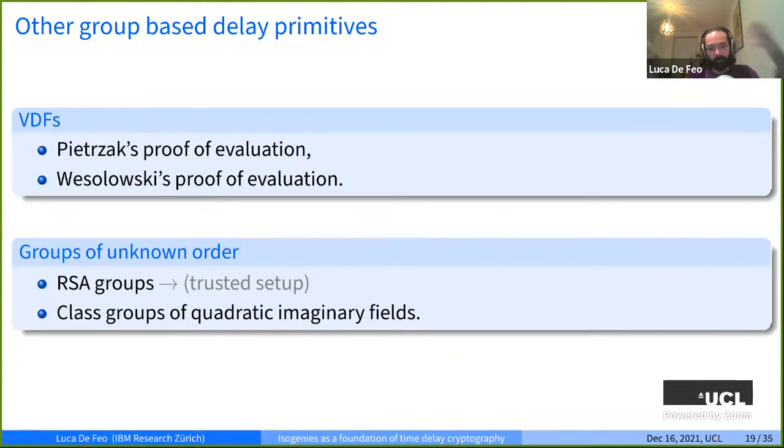The backside of class groups is that people trust them much less than they trust RSA groups, because these have been studied much less. So there is a little bit less confidence in class groups. But both are definitely interesting.